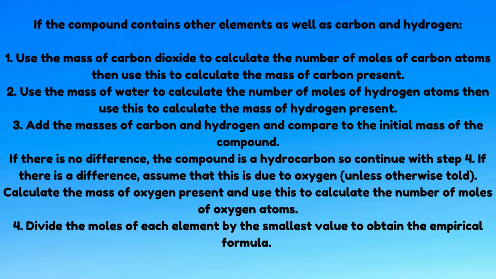So continue with step 4. If there is a difference, assume that this is due to oxygen. Calculate the mass of oxygen present and use this to calculate the number of moles of oxygen atoms. Fourth step, divide the moles of each element by the smallest value to obtain the empirical formula.